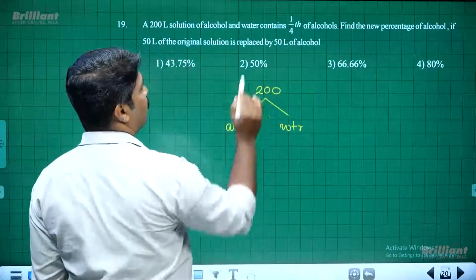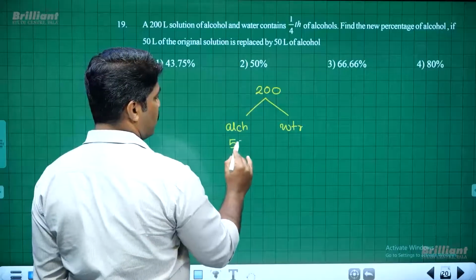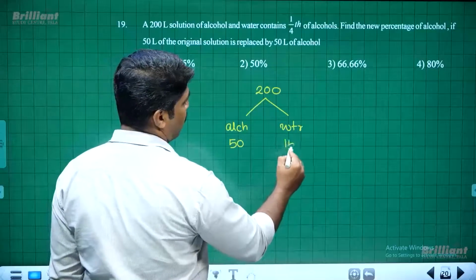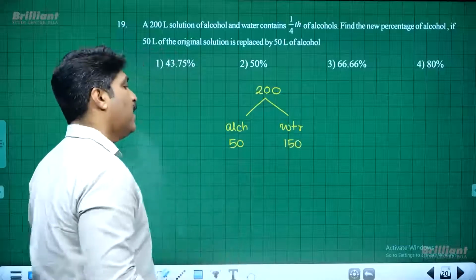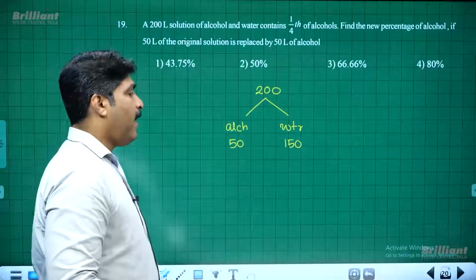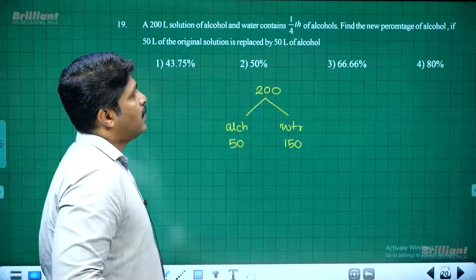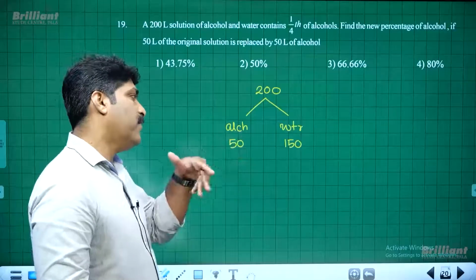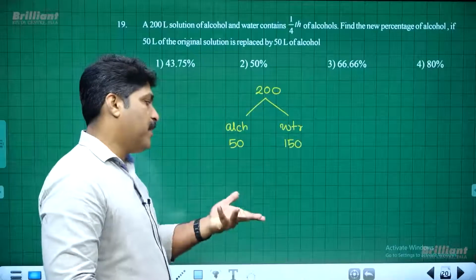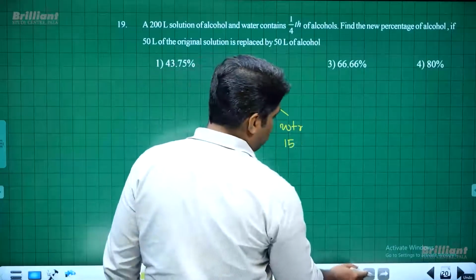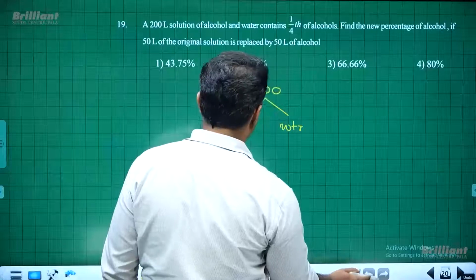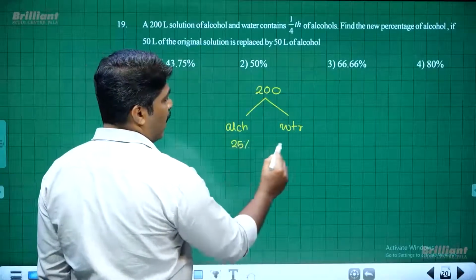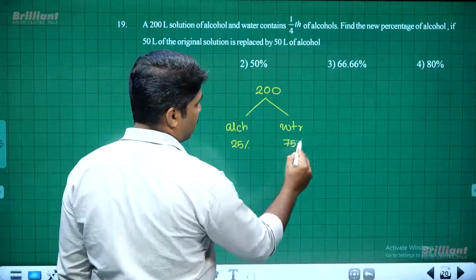So here 1/4 of alcohol means 50 liter. Got it? And here this is 150 liter. If we are writing the percentage values instead of this 50 and 150, I will teach you the direct method to reach the conclusion for this type of question. Instead of considering the quantities, this is 25% and this is 75%. We just simply consider like this.